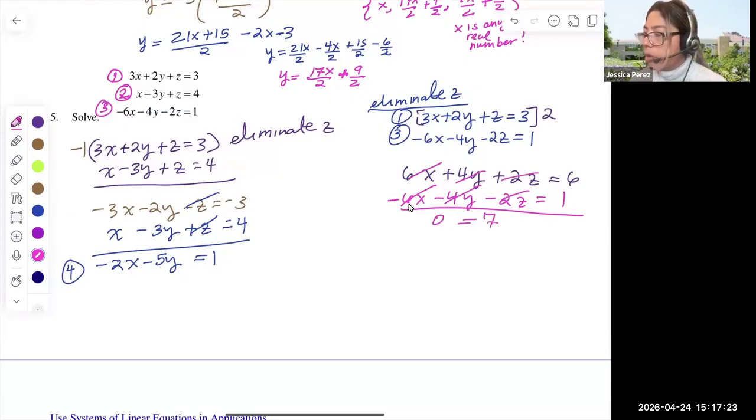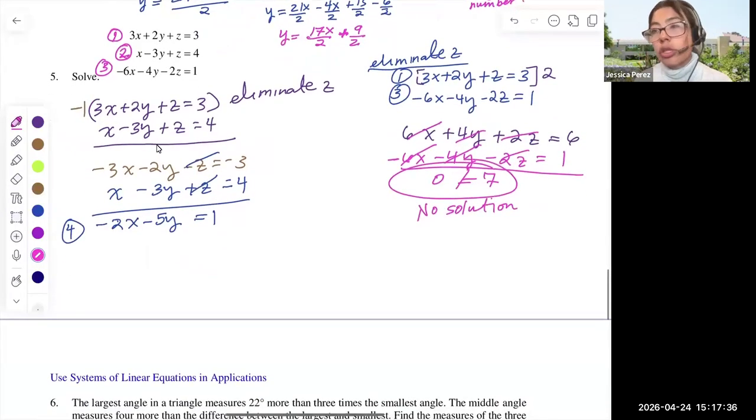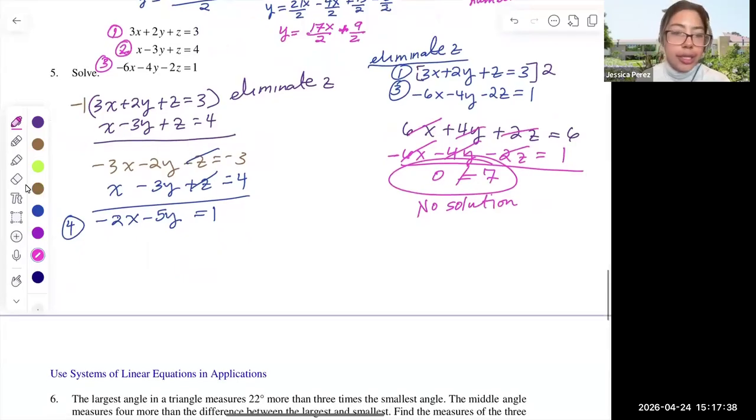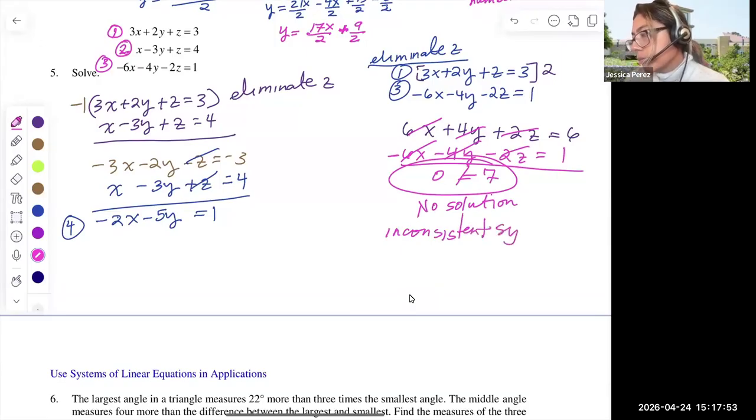Is that right? No. So notice that once I get here, if I'm trying to get to equation 5, I get no solution. And if I reach no solution, I am done. So the answer is there's no solution. There's no solution that exists that will make this system of equalities true. So that means that your system is inconsistent. It's an inconsistent system.